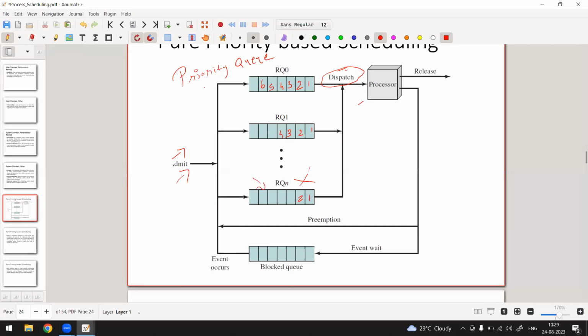So at this lower priority level, there will be starvation. What is starvation? As I already told you, it's an infinite waiting. It's an infinite waiting because it will never get the chance to execute, because its priority is less, and always there are higher priority processes available. So the lower priority process will not get the chance to execute. Okay.